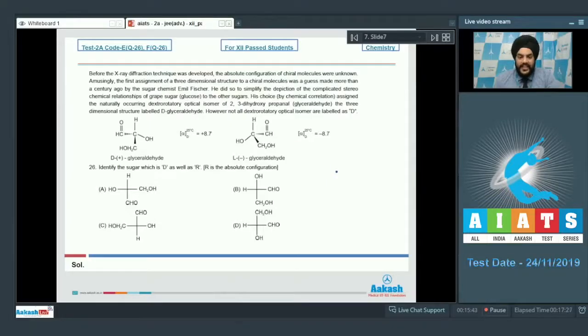Let us look at the next section, students. This section contains 2 paragraphs. Each paragraph has 3 questions each. Each question has 4 options, out of which only one single option is correct. So let's start with the paragraph given for question number 26, 27 and 28.